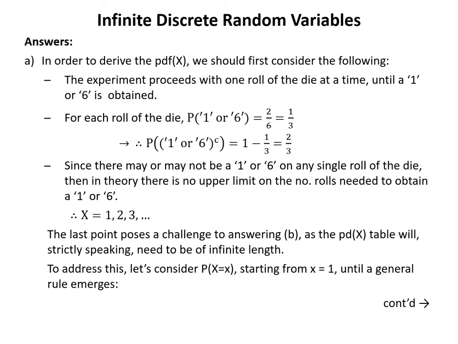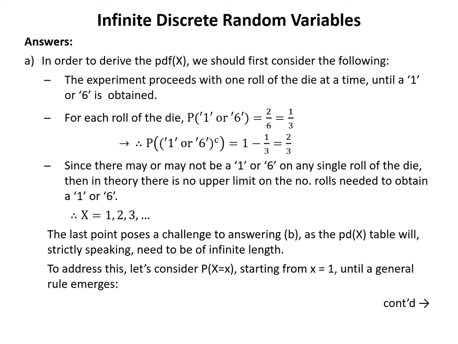So in part A, in order to derive the PDF of x, we should first consider the following. The experiment here proceeds with one roll of the die at a time until we get a 1 or a 6, and that's when we stop the experiment. Now, for each roll of the die, the probability of getting a 1 or a 6 equals 2/6 if it's a fair die, which simplifies to 1/3. And therefore, the probability of not getting a 1 or a 6 is equal to 1 minus 1/3, which equals 2/3.